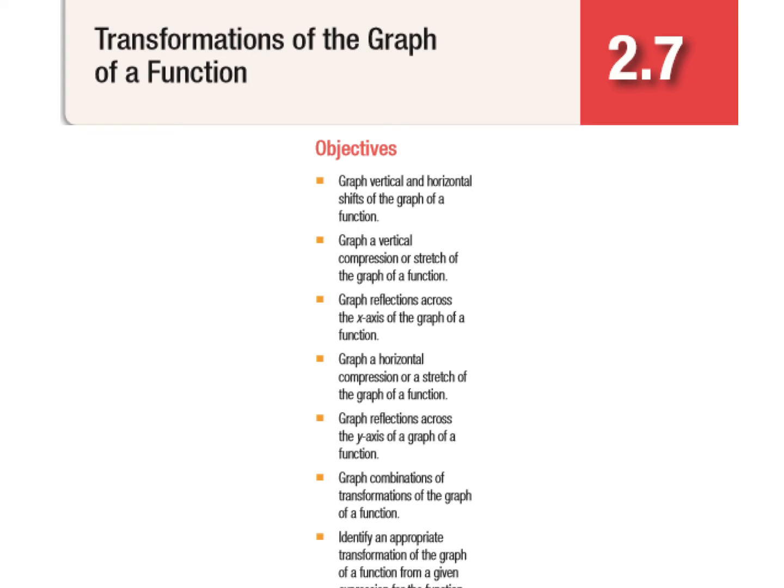Graphing vertical and horizontal shifts. That's when you take a graph and you move it left or right or up or down. Graphing a vertical compression or stretch. That's when you multiply it by a constant and it changes the shape of the graph. It's known as a dilation in geometry. Graphing reflections, that's like graphing when they flip over the x-axis. So we're basically doing all types of different transformations of a function for this chapter.